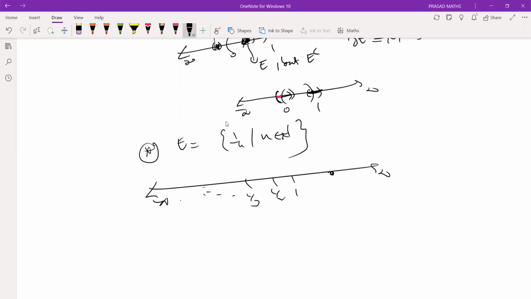Is it my boundary point? No, because it intersects the complement but should not intersect the set. Is it a boundary point? No, it should intersect the complement, but not E. Is it a boundary point?